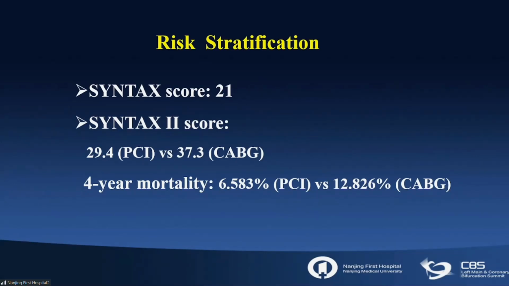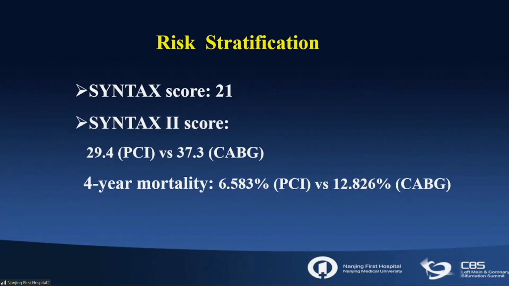We also used the SYNTAX score to evaluate the risk stratification. Then we found PCI is a good choice. And how do we treat the LAD and D1 bifurcation lesion? 1 stent or 2 stents, and guidance with IVUS or OCT. That's all. Thank you very much.